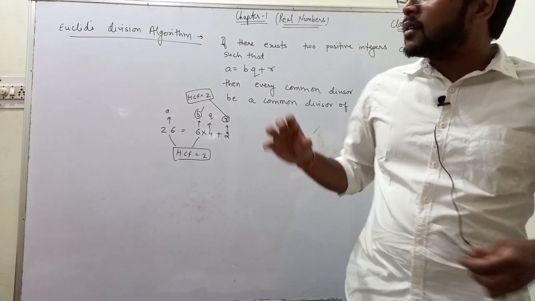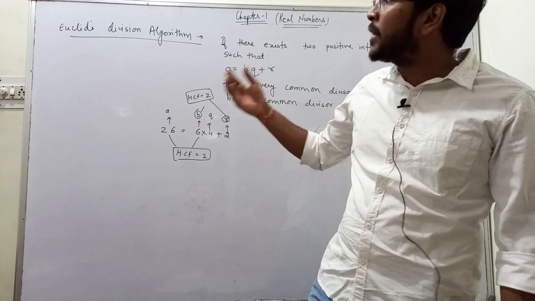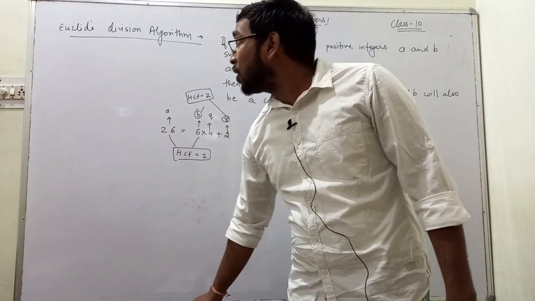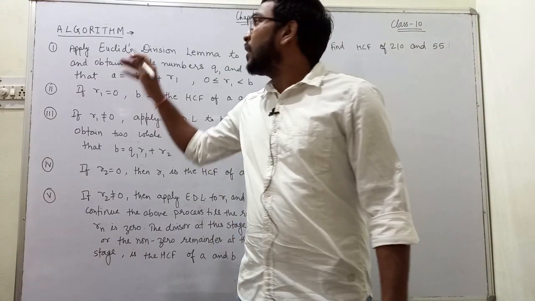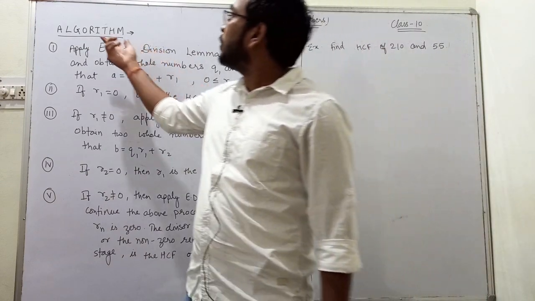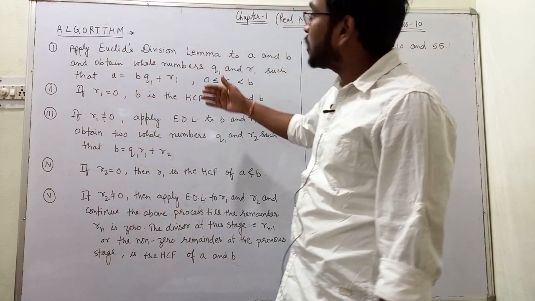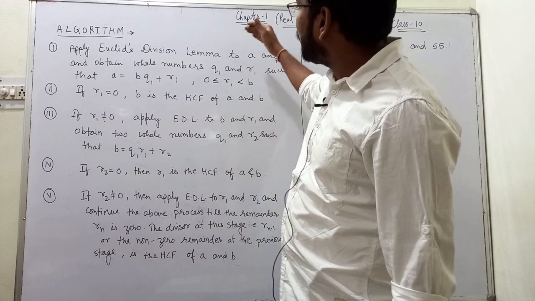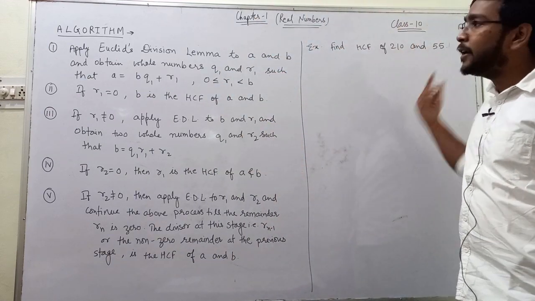Now we will study the algorithm which we need to follow to solve numericals based upon Euclid's division algorithm. So first take a look at the algorithm. Now here I have written Euclid's division algorithm. What does algorithm mean? Algorithm means a procedure or the steps on following which we can get the desired results. So if we follow this procedure, we can get the HCF of any two numbers.